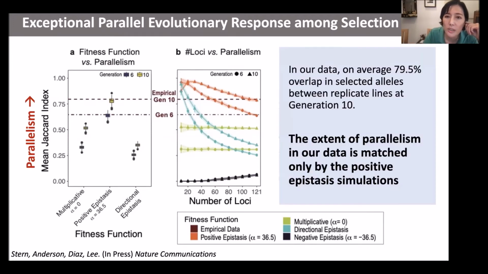So if we look in more detail at these graphs, in our data, on average, we saw about an 80% overlap in selected alleles between the replicate lines at generation 10. And this high degree of parallelism was pretty surprising. The extent of parallelism in our data was matched only by the positive epistasis simulations shown here in yellow, and not by the multiplicative model, where all the alleles have independent effects, which showed much lower levels of parallelism.